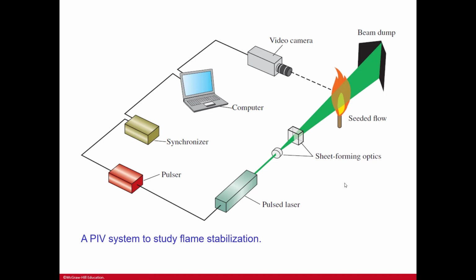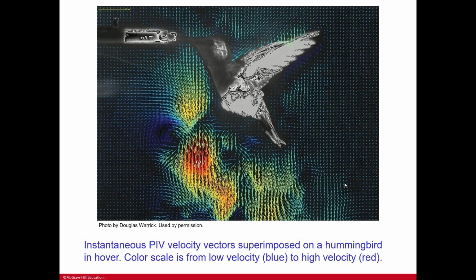And here you can see a PIV system used to study flame stabilization. Instantaneous PIV velocity vectors superimposed on a hummingbird in hover. The color scale is from low velocity, which is blue, to high velocity, which is red.